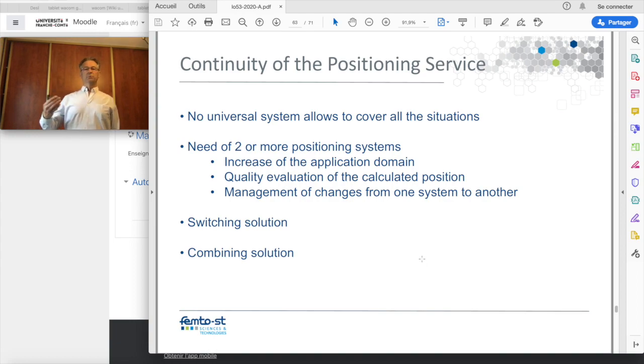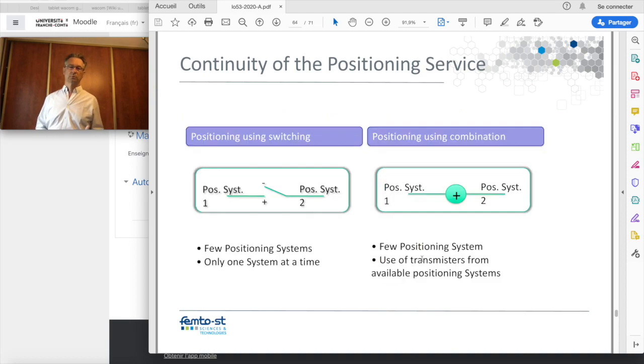So if you want to have continuity of the positioning service, you are going to have to combine two solutions, one for outdoor, one for indoor, trying to have something which can link these two solutions. So you have two possibilities: switching solution or combining solution. And if you want to do some switching, you have to decide when you use the outdoor system, when you use the indoor system, but you cannot use both of them at the same time.